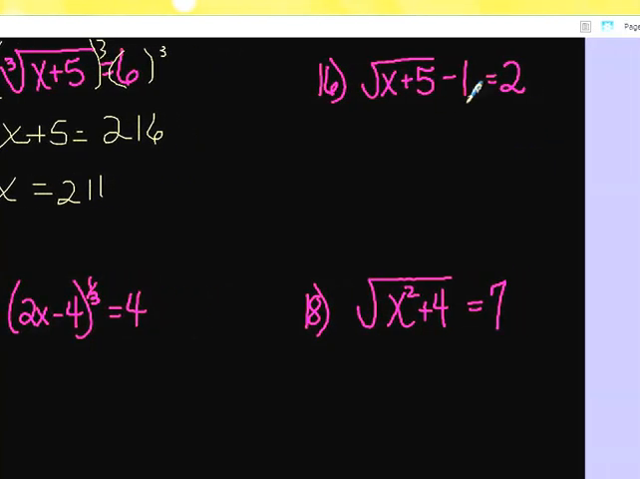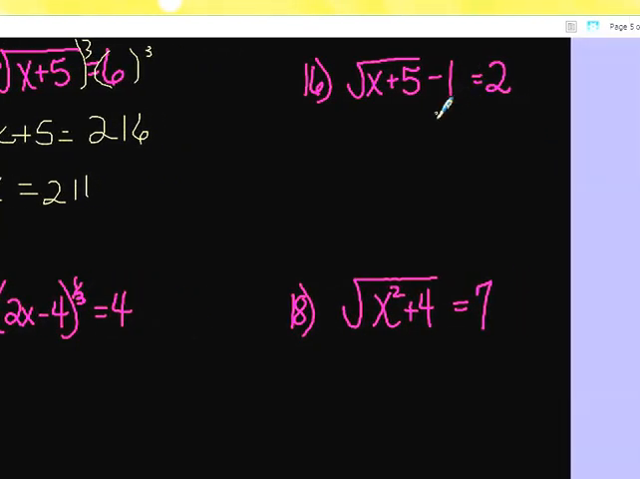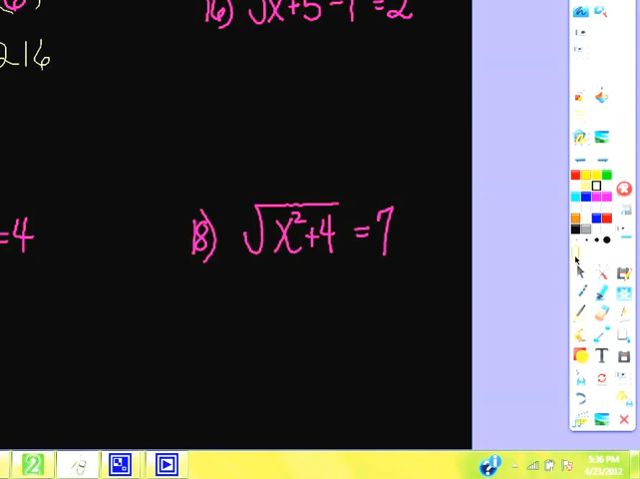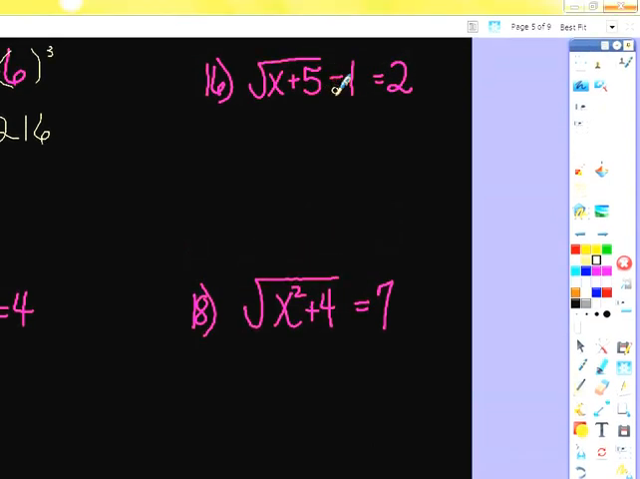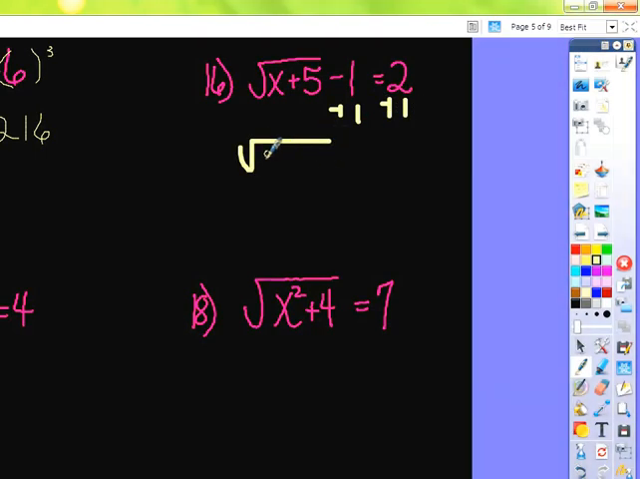Okay, this one we need to fix a little bit. Let me go over here and make this pen a little bit bigger. And so I need to isolate the radical. So I'm going to start by adding 1. And it might be a little too thick, but we'll try it. X plus 5 is equal to 3. Yeah, I got to bring that down a little bit.